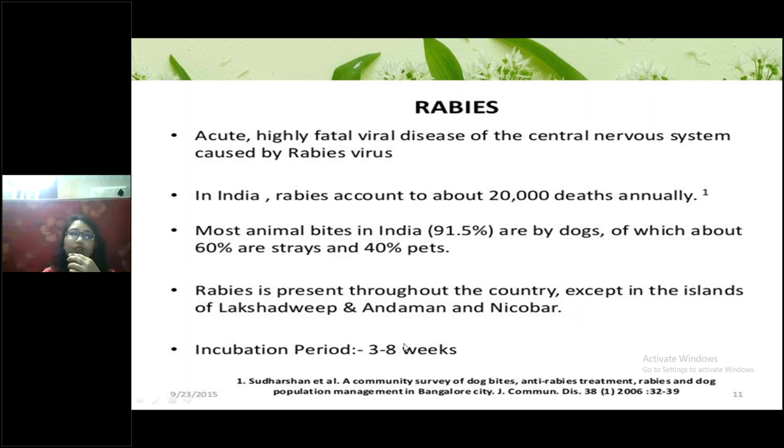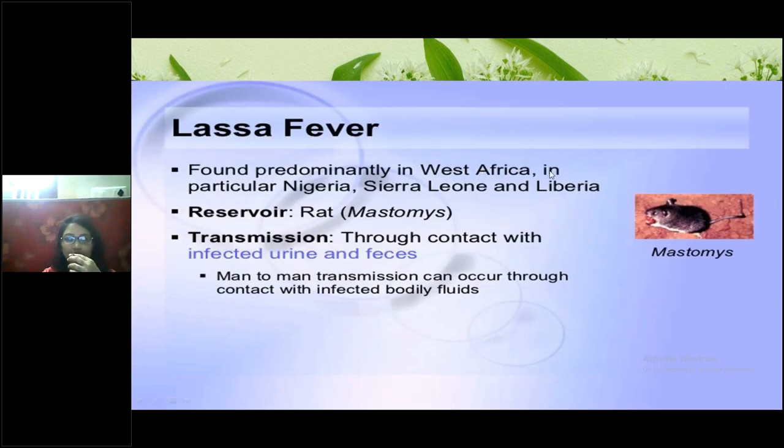And then there is Lassa fever, which is found predominantly in West Africa, particularly Nigeria, Sierra Leone, and Liberia. The rat is the reservoir, and through infected urine and feces, transmission can occur. Man-to-man transmission can also occur through infected body fluids. So this is a viral hemorrhagic fever. Lassa fever is actually a very highly fatal disease, which occurs in certain places, and it can cause many deaths.